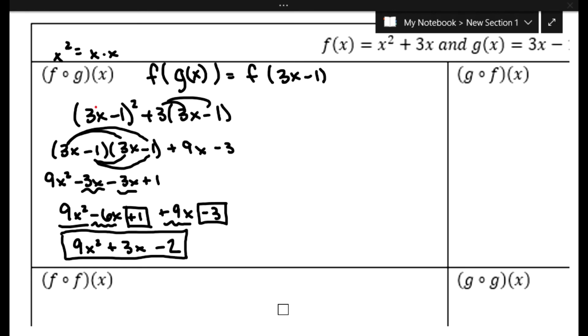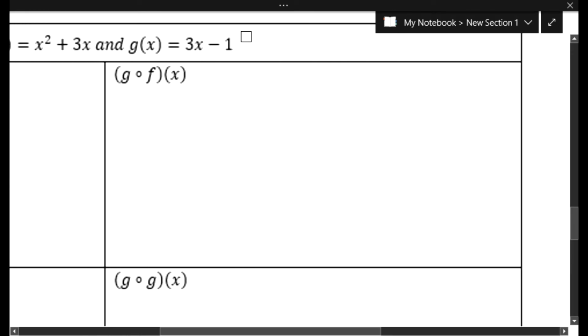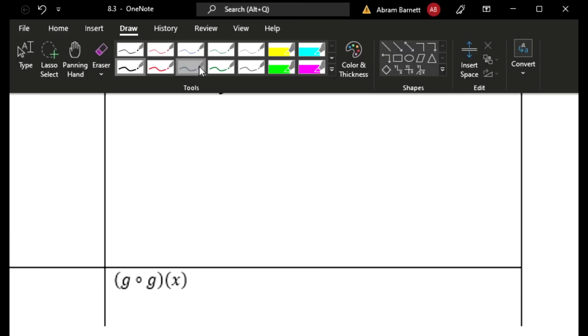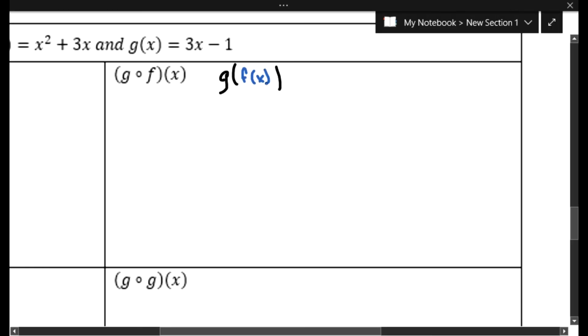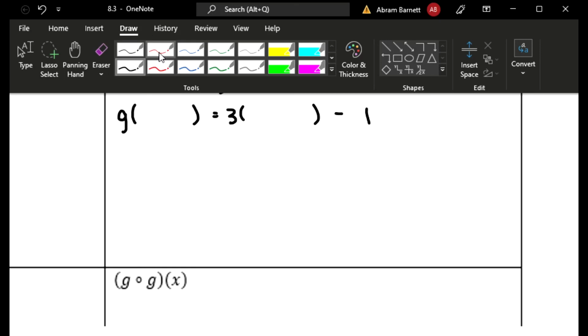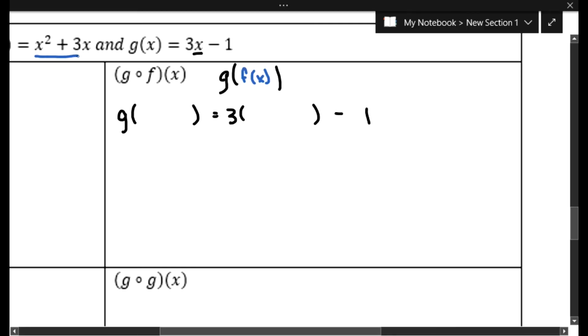All right, let's continue. We're going to move on to g of f of x. So I'm going to color code it just in case that helps you a little bit more. We're going to do g of, and inside the g function, we're going to plug in the f of x function. So sometimes I write it like this. I write out the whole g function. I'm going to say g of something, and I leave myself a gap, is equal to 3 times something minus 1. That something I'm plugging in is the whole f of x function, all of this.